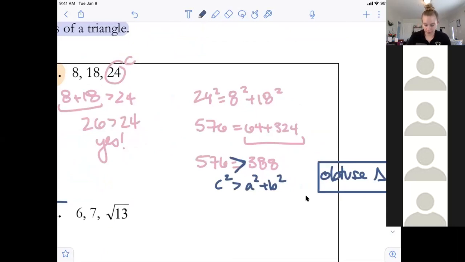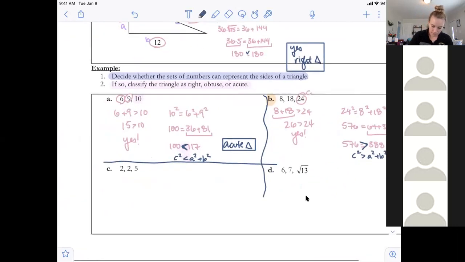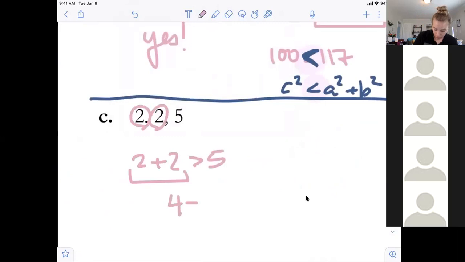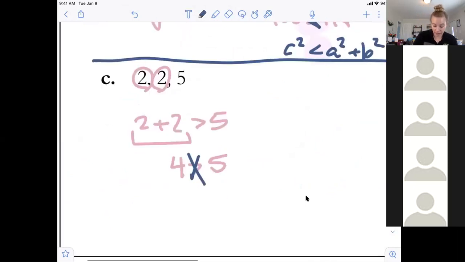All right, let's do letter C. All right, first I got to decide if this is a triangle. So I'm going to do my two small sides. 2 plus 2, is that greater than 5? 2 plus 2 is 4. Ooh, 4 is not greater than 5. That is not true. Okay, well, I didn't even pass the test, even open the gate. This is just not a triangle.